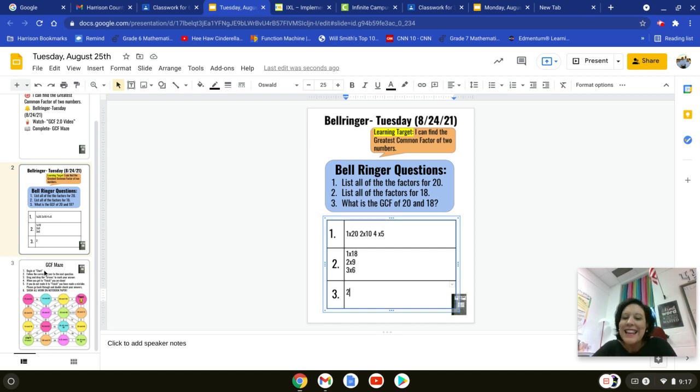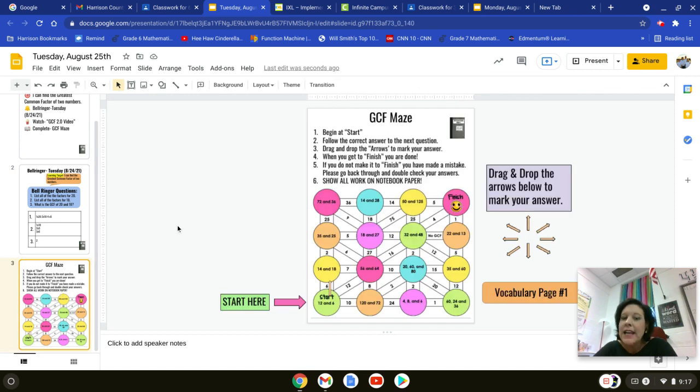All right. The next part of this assignment, this is fun. It says begin at the start and follow the correct answer to the next question. And you're going to drag these little arrows over to help you find your way to the finish. So we're going to start down here, and notice the GCF of 12 and 6 is 6. So that tells us we're going up.